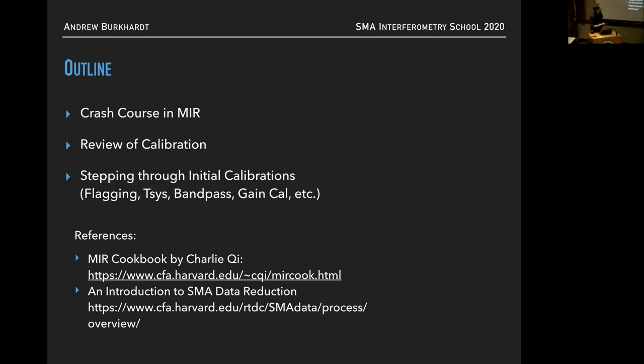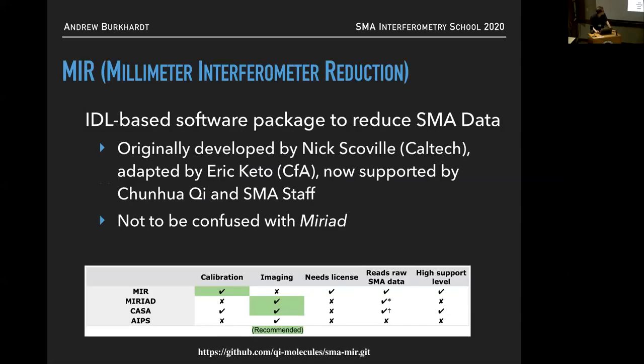Like I said, we're going to start out with a little bit of a crash course, just the very, very basics of MIRIAD so that when you go to look at it later, it doesn't look like complete gibberish. And then we'll go through some of the stuff we talked about yesterday and try to do a little bit of step-by-step of the calibration process as we go through. A lot of this is accessible through the MIRIAD cookbook that's available online, a lot of work done by Charlie Qi, as well as a lot of the stuff available online on the SMA assorted data reduction resources.